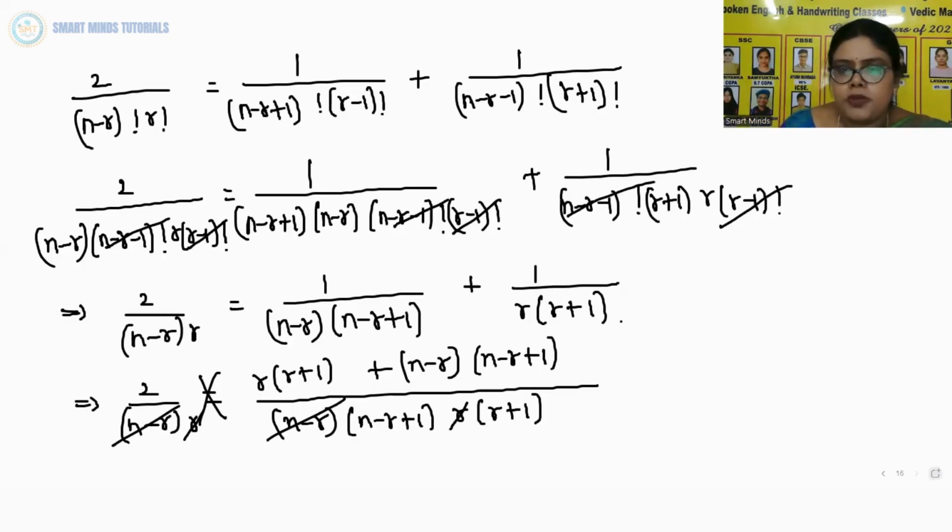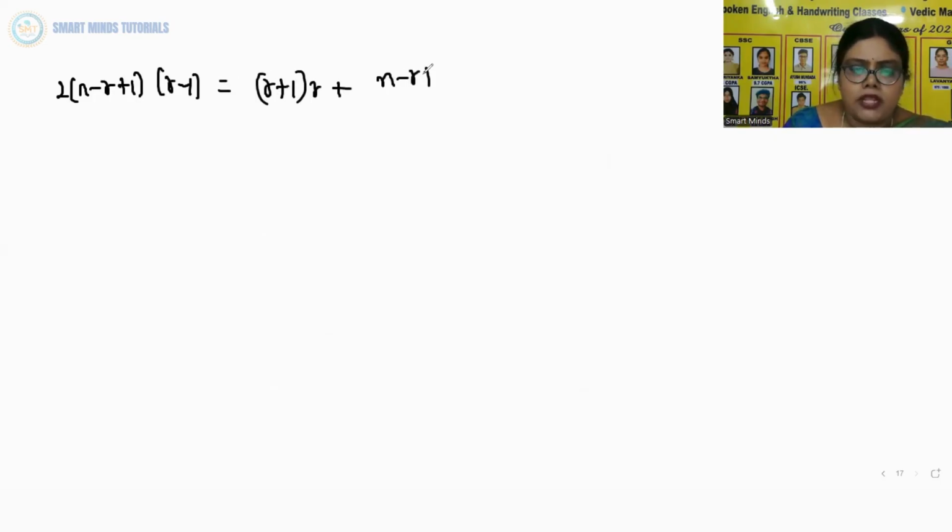Now we need to cross multiply and also multiply the terms. So what do you get? 2 into (n minus r plus 1) into (r minus 1) is equal to (r plus 1) into r plus (n minus r plus 1) into (n minus r). Now we need to multiply.